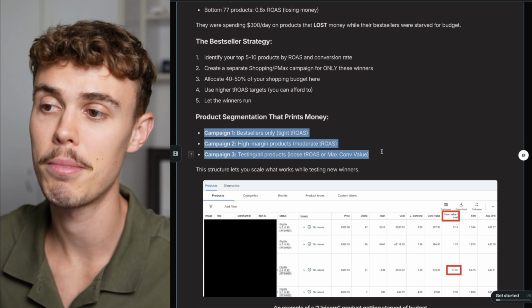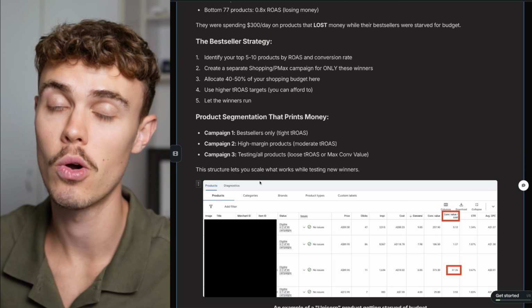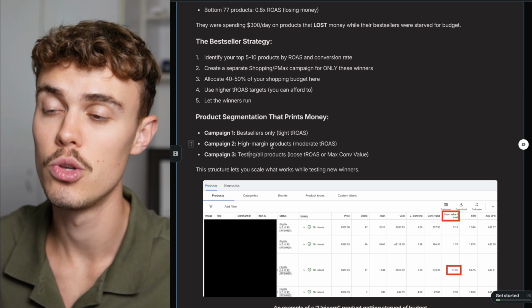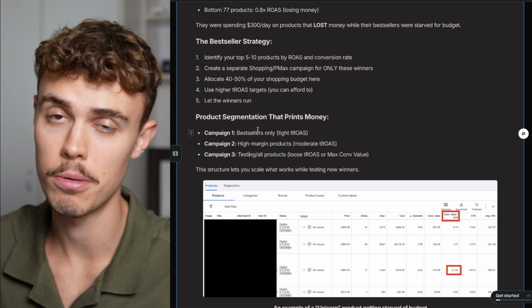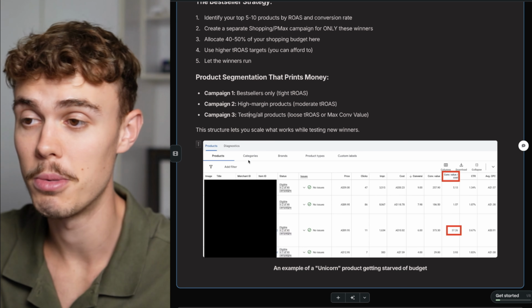And if you use this 3 campaign structure with either shopping or PMAX feed only campaigns, you will often find that you get a much better return because you're focusing on best sellers. And it lets you find new best sellers as well.